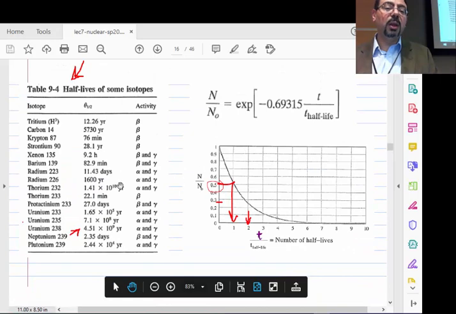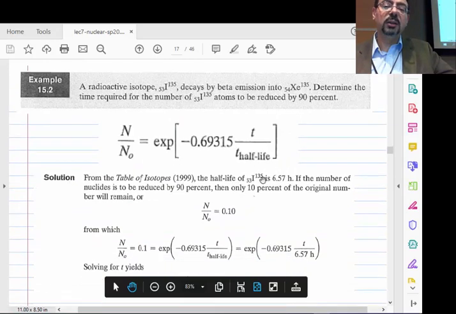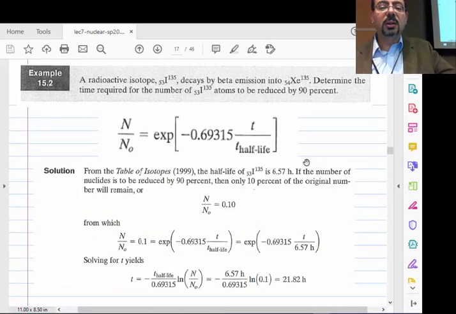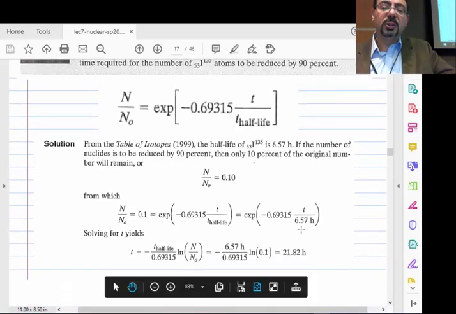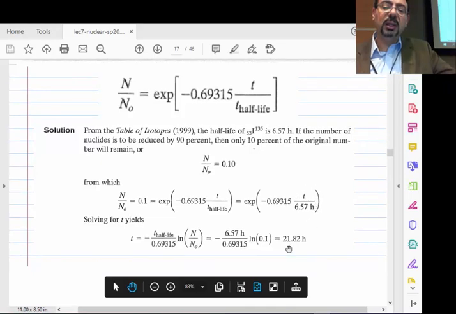You will go to the table and find the half-life for iodine, or it will be given to you, as it was given in the problem at one point. He will also give it to you. So it's 6.57 hours. With this 6.57 hours there is only one unknown, T, and you get the number.